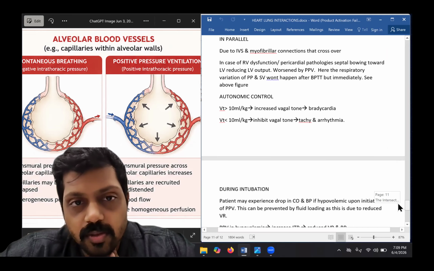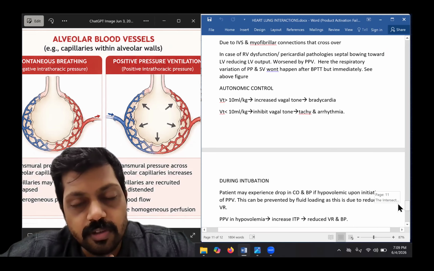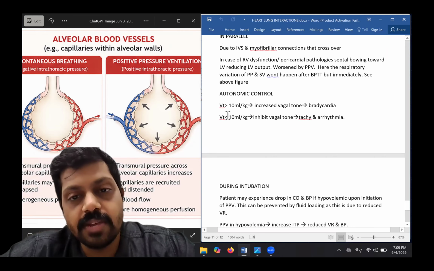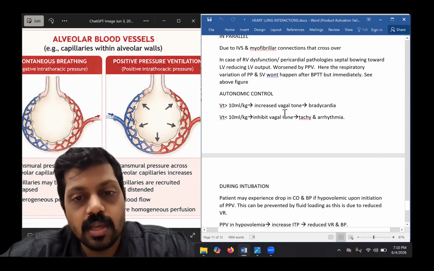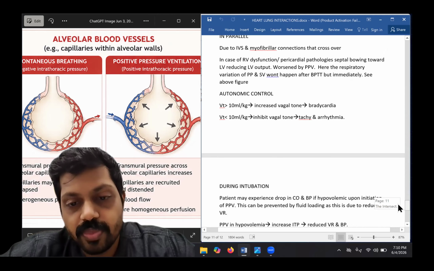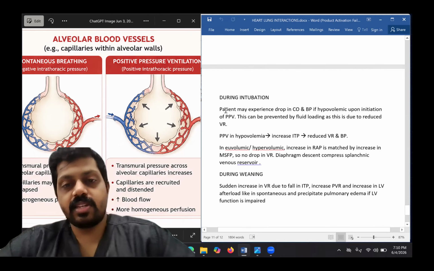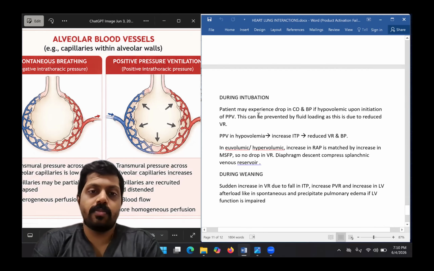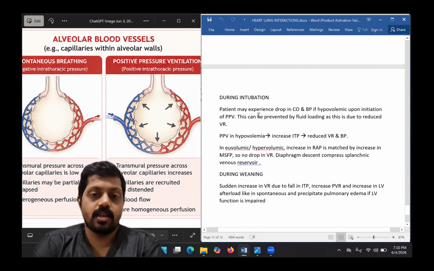Other things which we must know: when we are ventilating with a high tidal volume, there is increased vagal tone, which causes bradycardia. Whereas in lung protective ventilation, there is inhibition of vagal tone. Similarly, you may have seen that immediately after intubation, some patients may go into cardiac arrest.